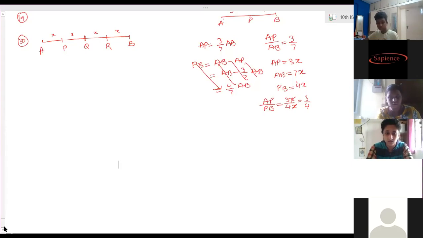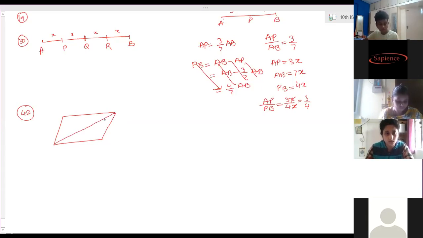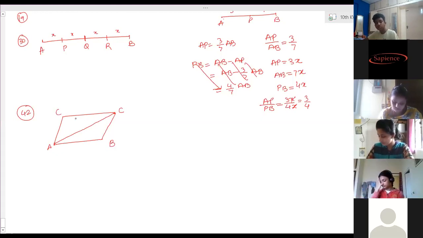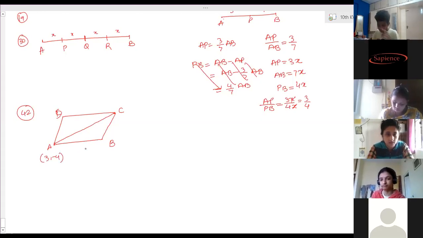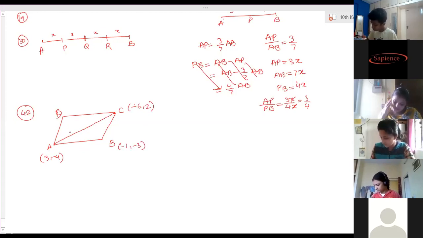Diagonals bisect each other. You have to calculate O's coordinates. Extremities of diagonals means the endpoints of the diagonals. So A's and C's coordinates have been given, and the third vertex, B, is given. You have to calculate D's coordinates. A is (3, -4), C is (-6, 2), and the third vertex is (-1, -3). Find D's vertex; consider it as (x, y).